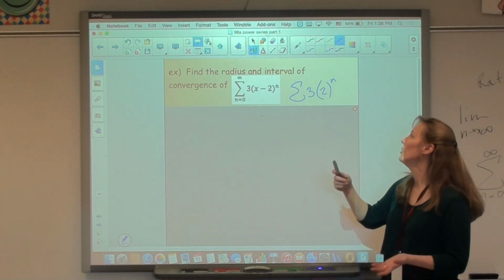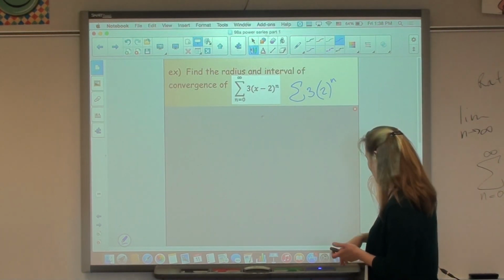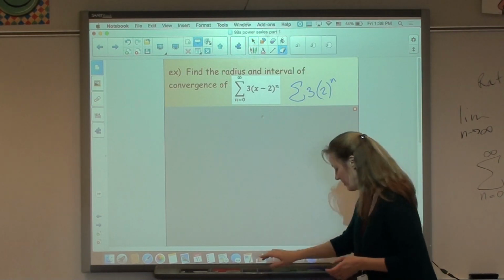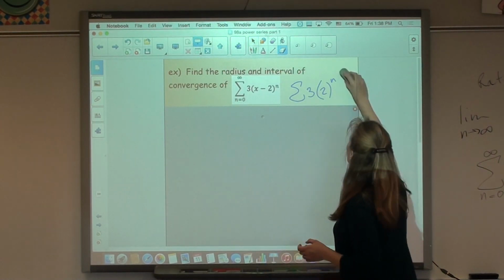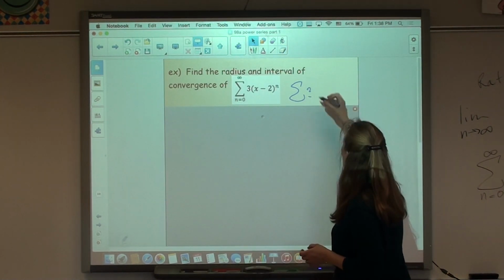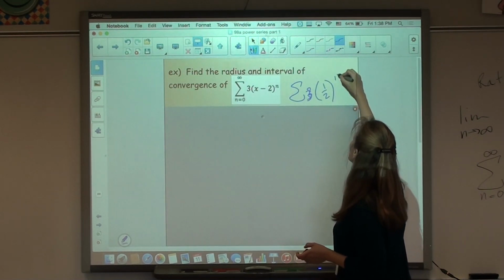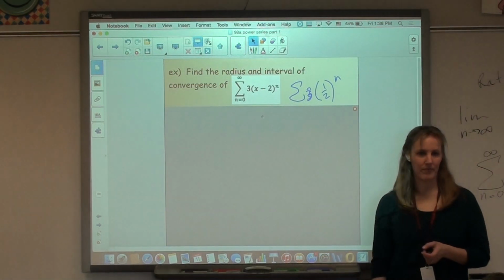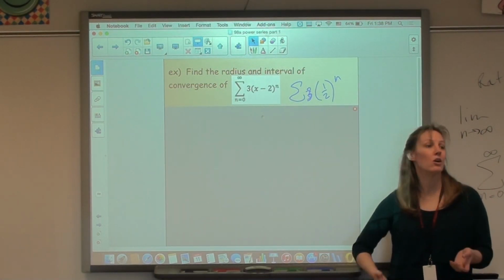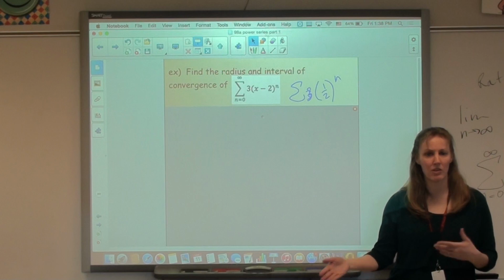Okay, so here's what we're finding. Suppose I change that to a half. Now would it converge? Yes. Because now the r is less than 1, right? It's in between negative 1 and 1.